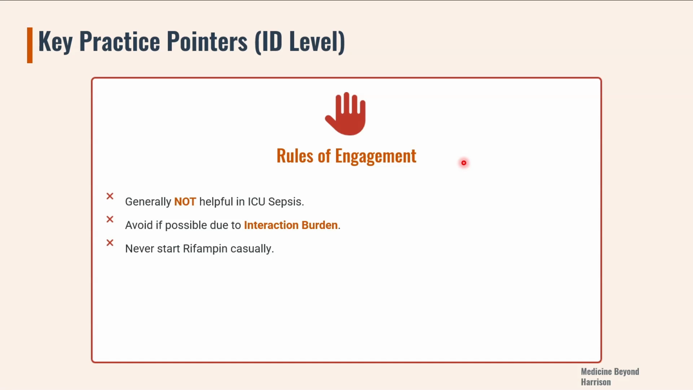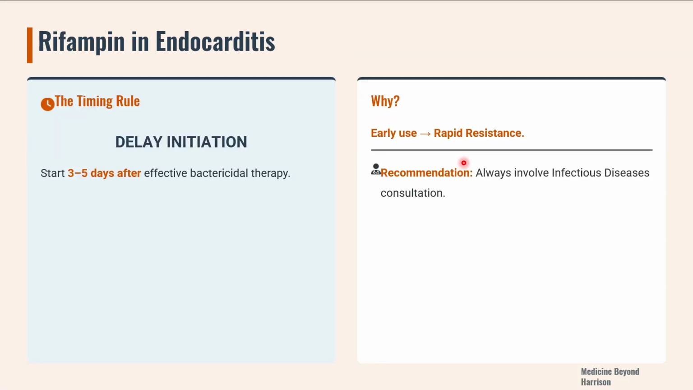So it should always be used within strict rules of engagement. It is generally not helpful for ICU infections, except for a few cases of CNS meningitis or tuberculosis. Avoid at any cost if possible due to the heavy interaction burden. Remember one thing: if you are giving rifampicin to a patient, the drug chart should not have more than 5 to 6 medicines. In the case of tuberculosis therapy, go no more than 7 to 8 medicines to prevent drug interactions. Never start rifampicin casually.